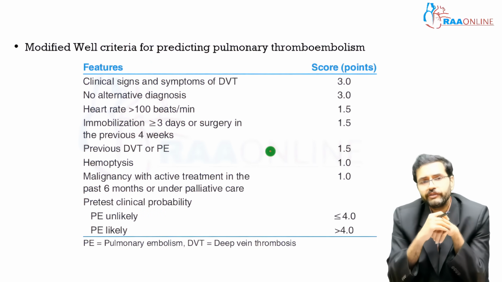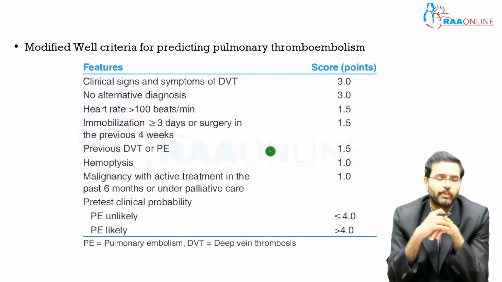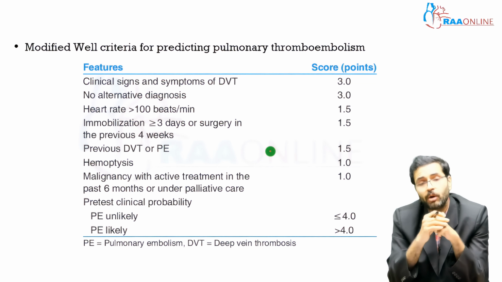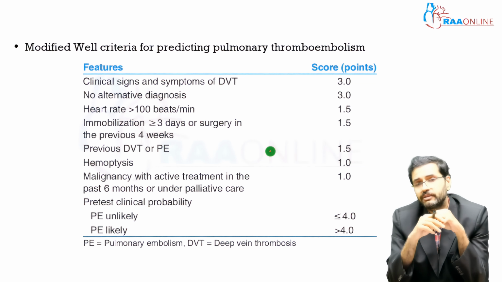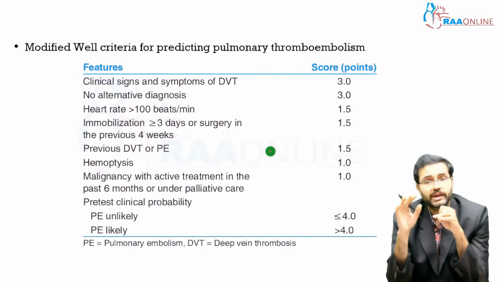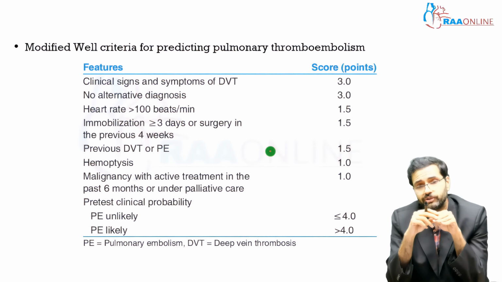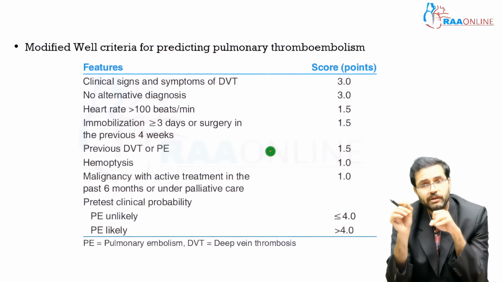So there is something called a modified Wells criteria for predicting pulmonary thromboembolism. Wells criteria includes the following important components. When you have clinical signs and symptoms of DVT, it has a score of 3. When there is no alternate diagnosis, again 3 points are given. If the heart rate is more than 100 beats per minute, 1.5 points are given. If there is immobilization for more than 3 days or surgery in the previous 4 weeks, again 1.5 points are given. If there is a previous history of pulmonary thromboembolism or deep vein thrombosis, again a score of 1.5 is assigned.